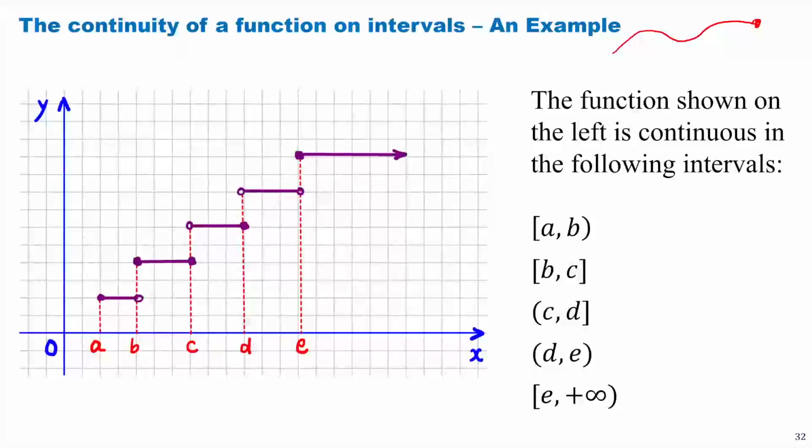And it's continuous on the interval C to D, left side open, and right side closed. It's continuous on the interval D to E, both sides open, and it's continuous from E to positive infinity, left side closed. Any questions?